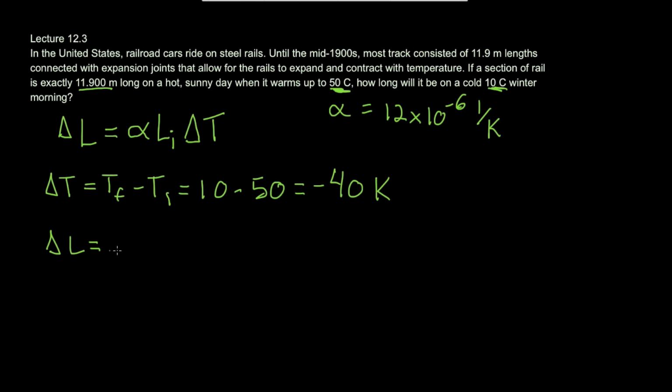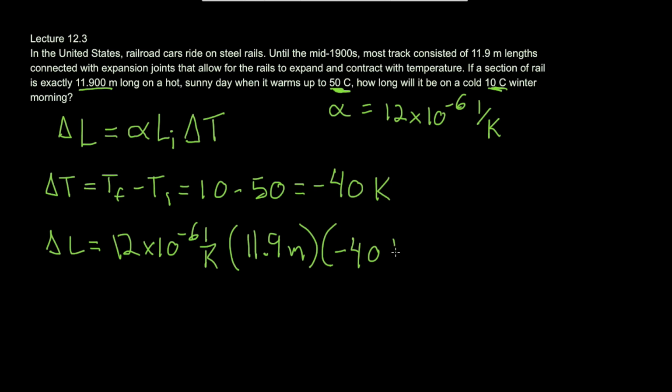Delta L is going to be equal to alpha, which is 12 times 10 to the negative 6 times 1 over Kelvin times the initial length, which is 11.9 meters, times delta T, which is negative 40 Kelvin. If you notice, this is going to come out to a negative, which means that this beam is going to shrink, which makes sense, right? Because it's going from a warm temperature to a cold temperature. And so we would expect it to shrink, so that's good.